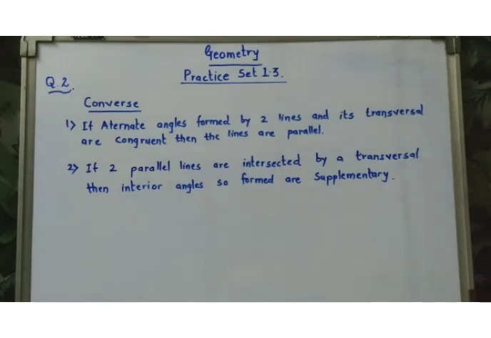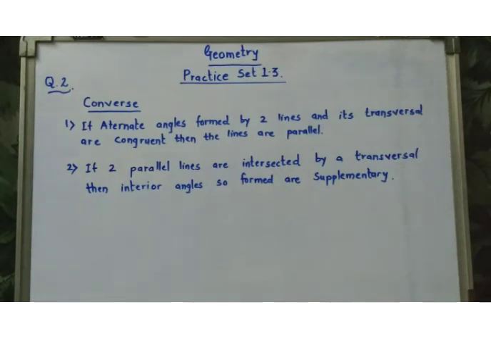In the first, parallel is given; in the second, interior angles. So if a pair of interior angles, or if two parallel lines are intersected by a transversal, then the interior angles so formed are supplementary. Supplementary means their sum is 180 degrees.